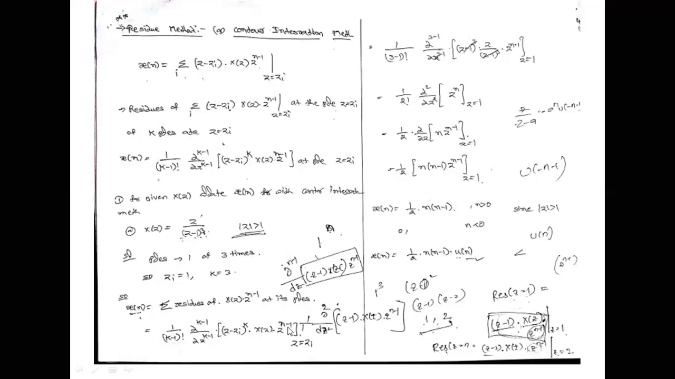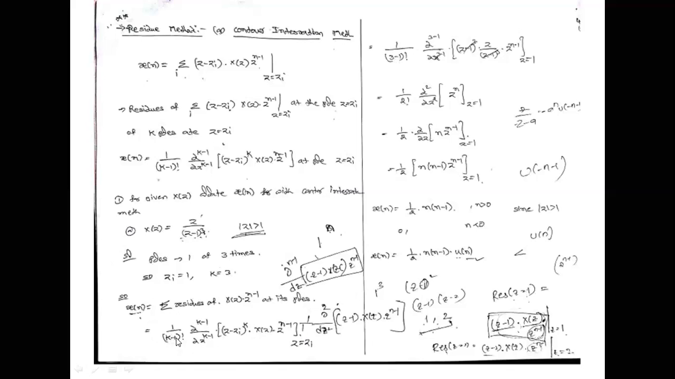You can write the expression 1 by (k minus 1) factorial. What is k here? Because the pole is repeated three times, dou power (k minus 1) by dou z power (k minus 1) of (z minus zi) whole power k, X(z) z power n minus 1, where z is equal to zi, my dear students. What is zi here? It is the pole, and the value is 1.